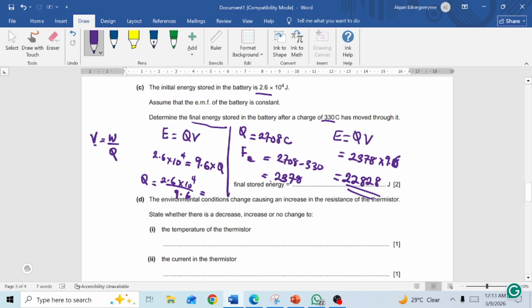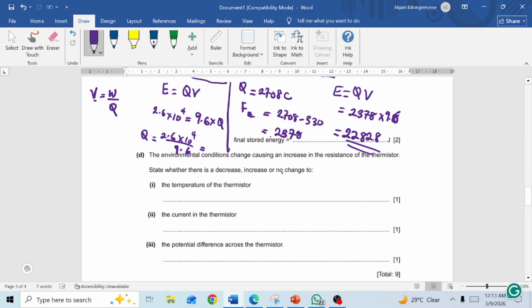D. The environmental conditions change, causing an increase in resistance of the thermistor. State whether there is a decrease, increase, or no change to the temperature of the thermistor, the current in the thermistor, the potential difference across the thermistor. A thermistor is a component whose resistance decreases with increase in temperature. Here, if resistance increases, it means that there is a decrease in temperature.